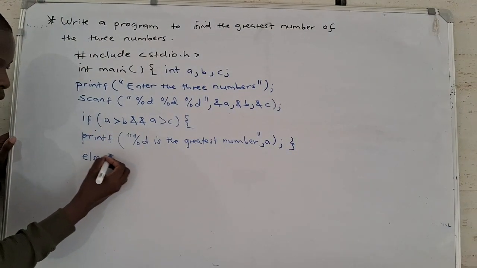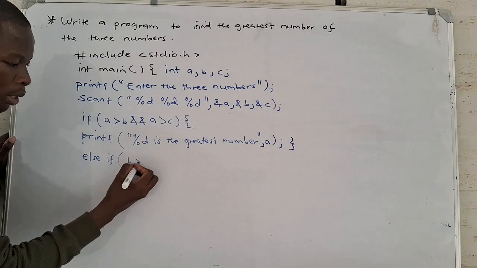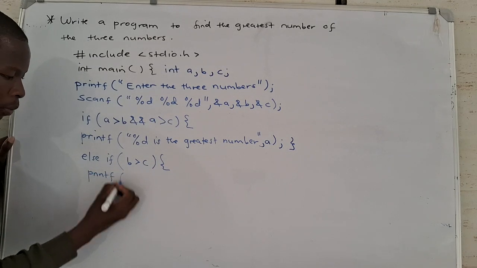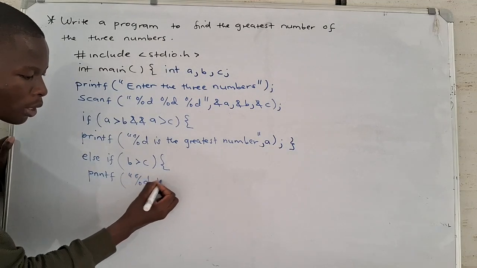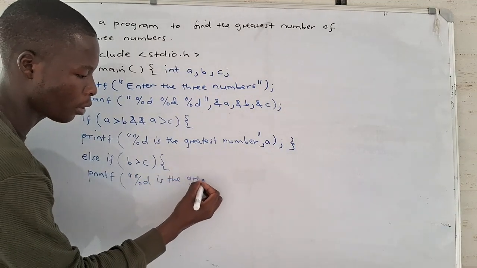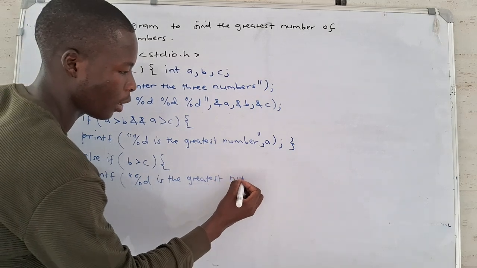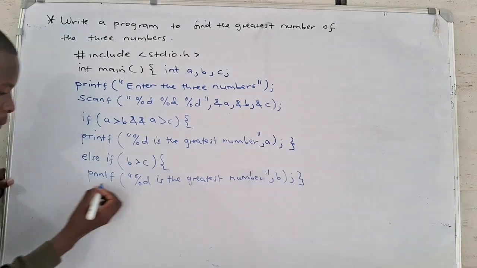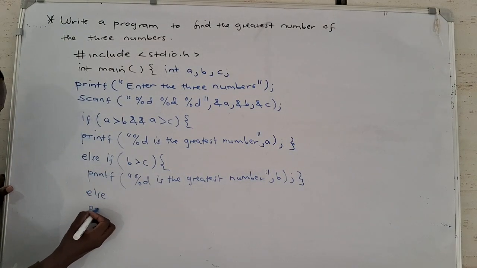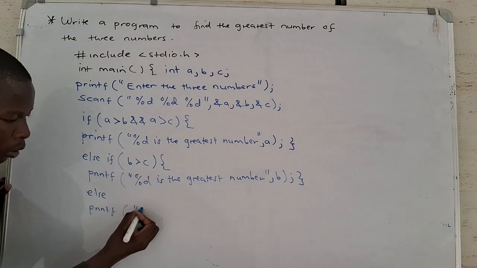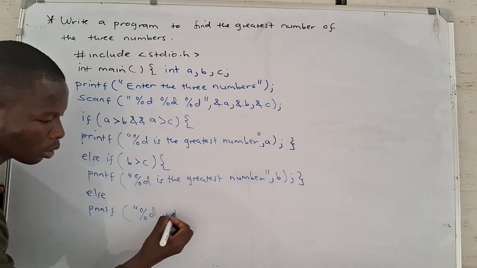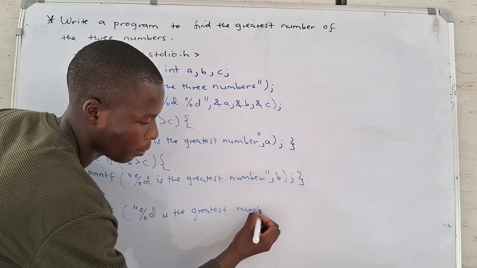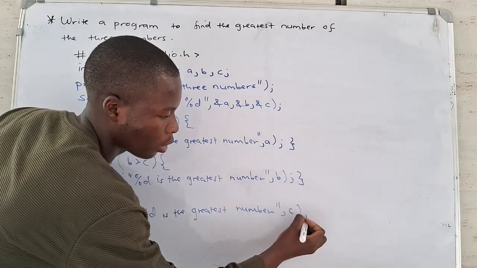Else if, okay, else if what? b is greater than c. Okay, printf percentage d is the greatest number. Okay, which is b. This is over. Else printf percentage d is the greatest number. Okay, then c.